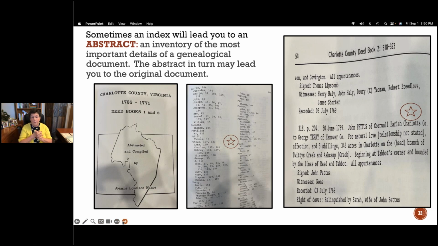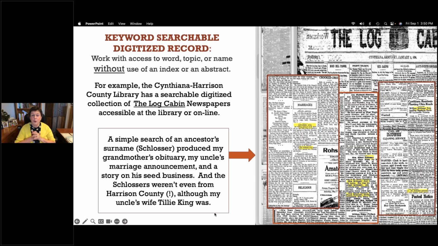Anyway, this was an abstract. I was looking for information on my ancestor, Dabney Pettis, and I found these abstracts about property owned by his brother, John. Okay, keyword searchable digitized record. Now this just invokes just a little bit of heaven for a genealogist. So this is a work with access to word, topic, or name without the use of an index or an abstract.